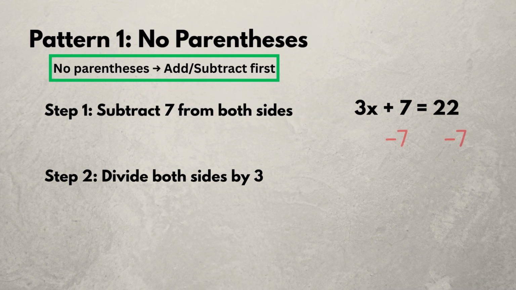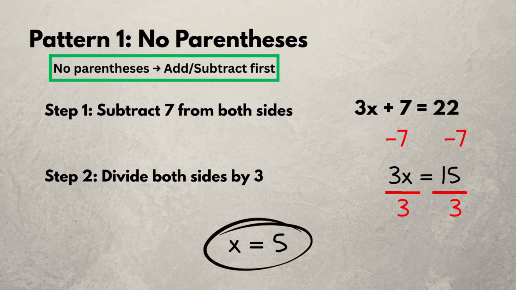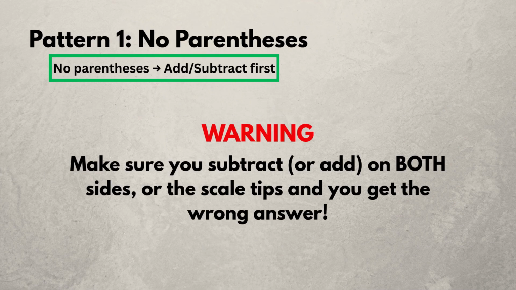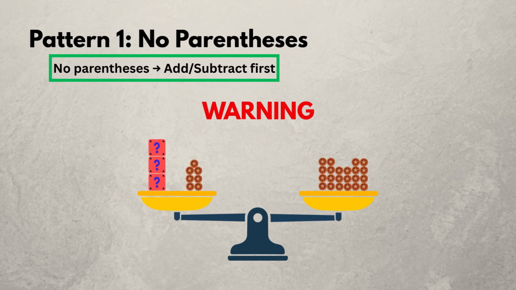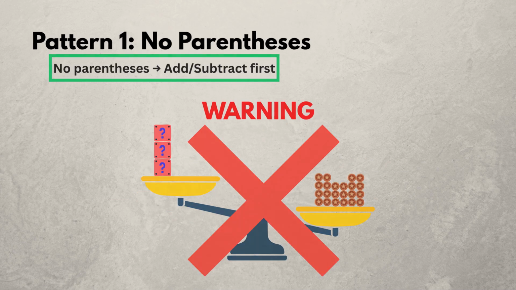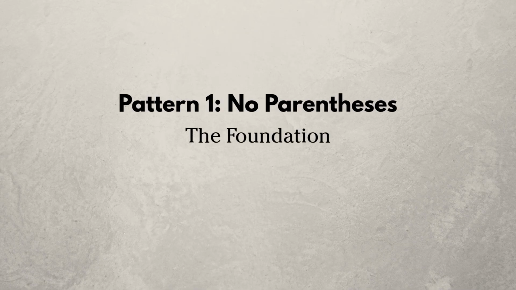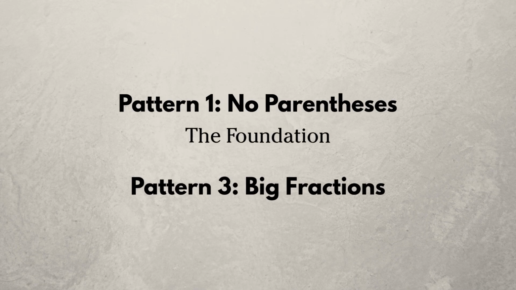Watch, subtract 7 from both sides to get 3x equals 15. Divide both sides by 3 and x equals 5. Super clean. Quick warning. Make sure you subtract on both sides or the scale tips and you'll get the wrong answer. Pattern 1 is the foundation, but pattern 3 is where a lot of people make a wrong first move. We'll get to that big fraction secret in just a second.